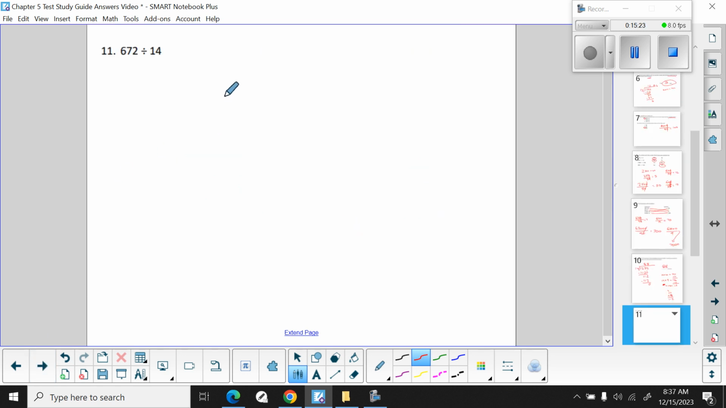Alright, this is a straight up division problem. 672 divided by 14. Alright, I'm going to see. Let's say I think that 14 goes into 67. Let's say I think 6 times. Let's see if that works. 6 times 14. 6 times 4 is 24. Carry the 2. 6 times 1 is 6 plus 2 is 8, so 84.